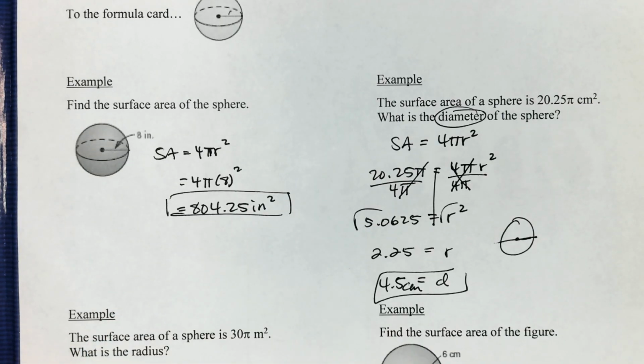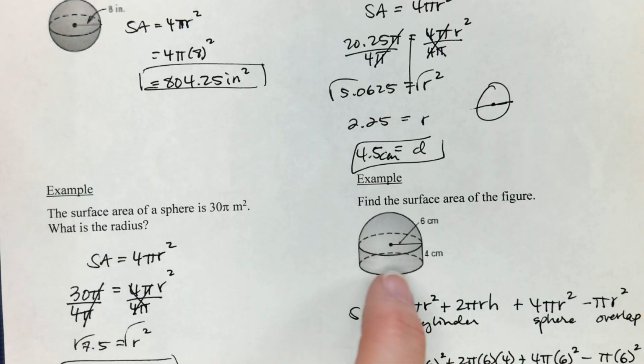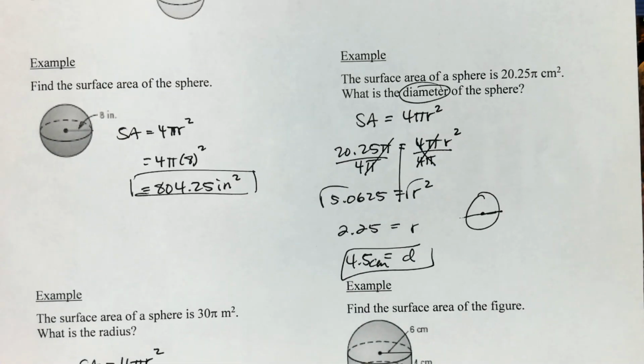Surface area of a sphere, probably your easiest formula. What you do need to watch when you are doing composite figures, again, is just where do they overlap. You got to think about what's too much being painted.